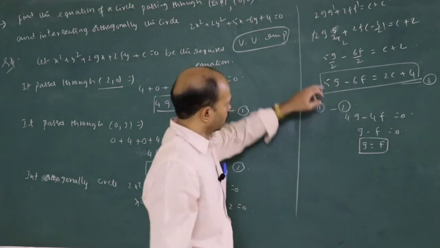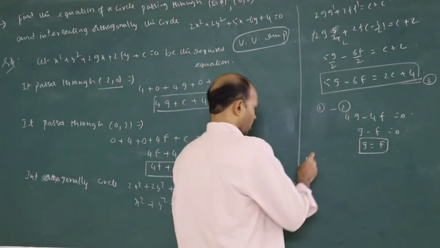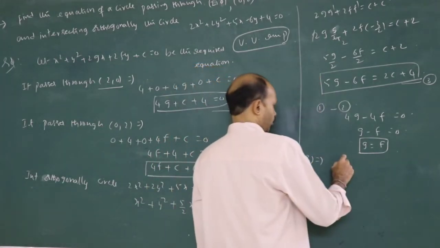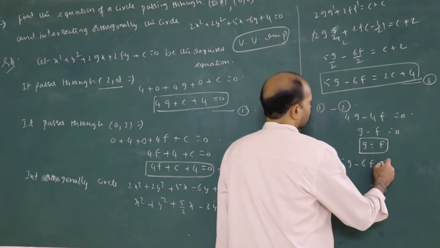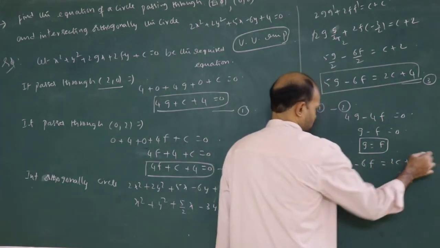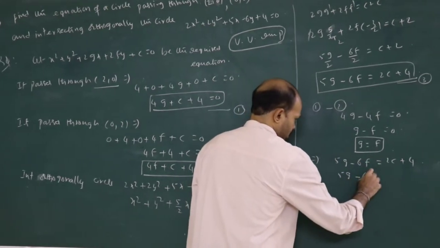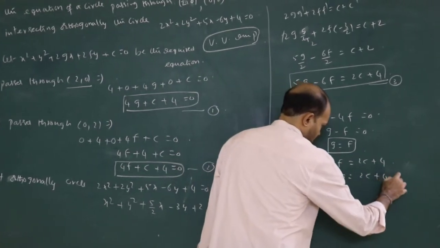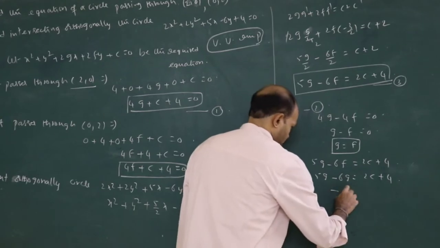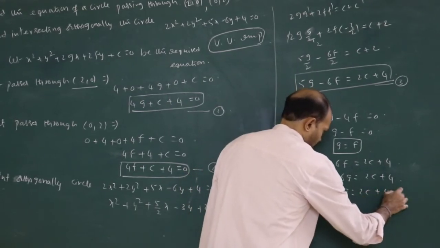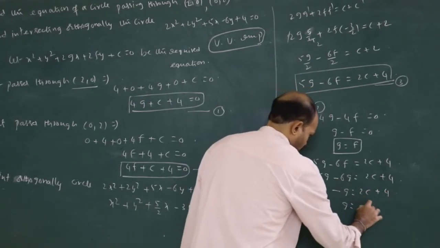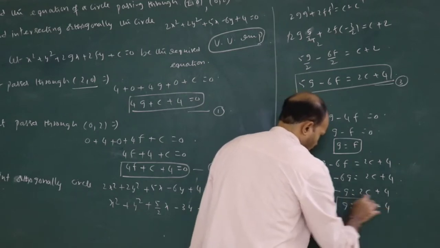Apply g is equal to f in this equation. By 3 implies 5g minus 6f is equal to 2c plus 4. 5g minus 6g is equal to 2c plus 4. Minus g is equal to 2c plus 4. g is equal to minus 2c minus 4.